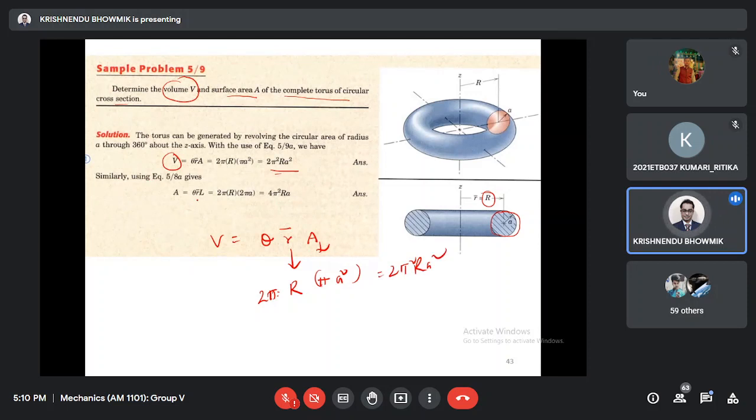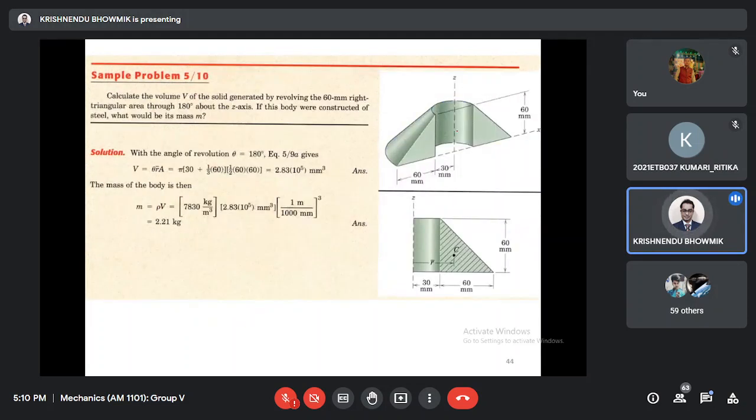Then what will be the surface area for this case? To get the surface area, A equals theta r bar L. So r bar L is nothing but R times L. What is the L? 2 pi a. Then we will get 4 pi squared R a. This is the surface area of the torus.